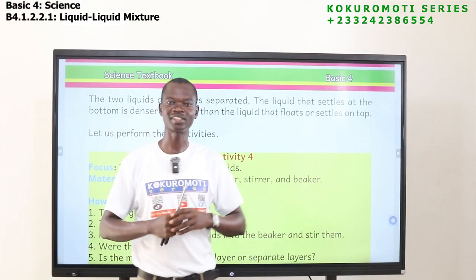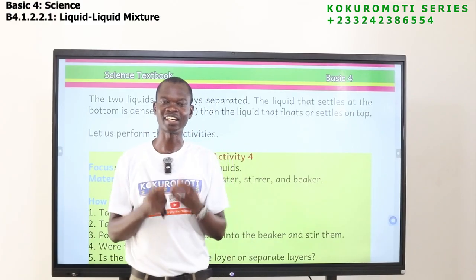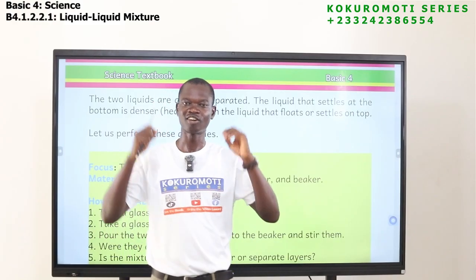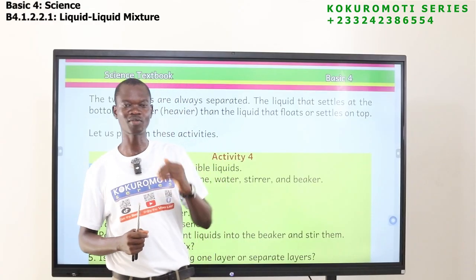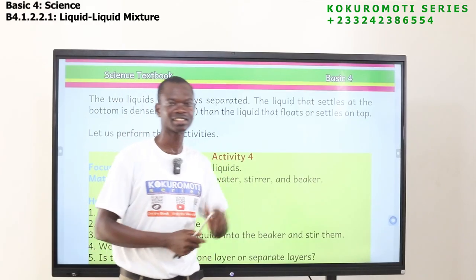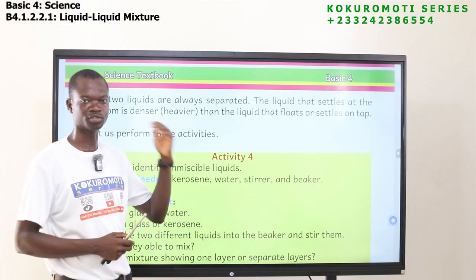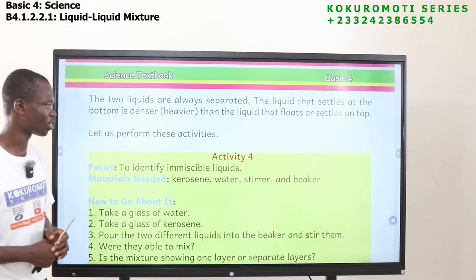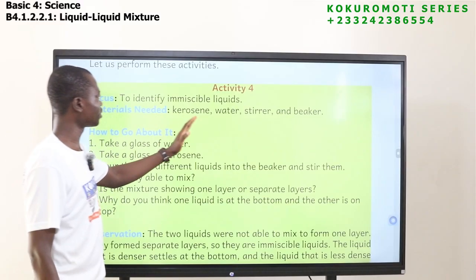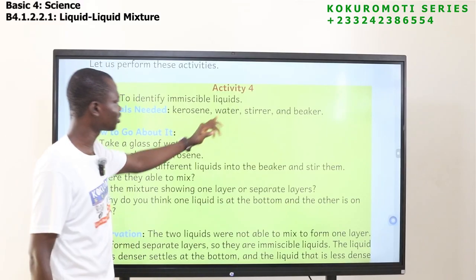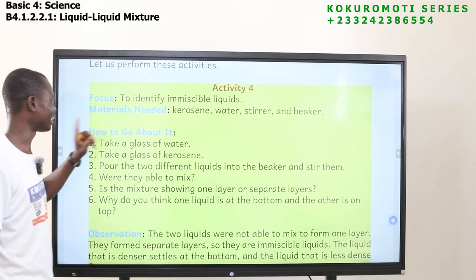So the heavier liquid is able to carry the less heavy one on top. So the one that is less dense settles on top, or floats on top of what? The heavier one. Okay, now let's look at an activity here, to identify immiscible liquids. Let me read again.